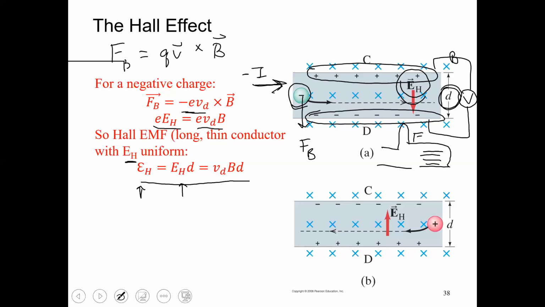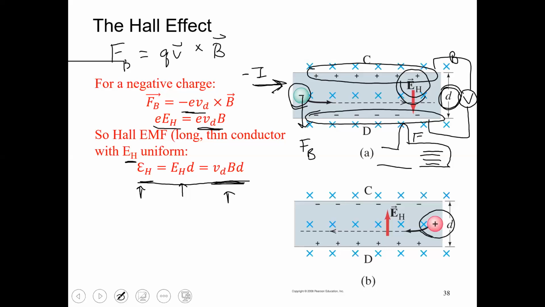Okay, so if E_H could also be described by our drift velocity times our magnetic field, we could also write it this other way. So we could actually find our drift velocity by knowing the strength of our magnetic field, by knowing the thickness or the distance from the top to the bottom of our conductor, and by measuring our Hall voltage, right? So that's another way to measure drift velocity.